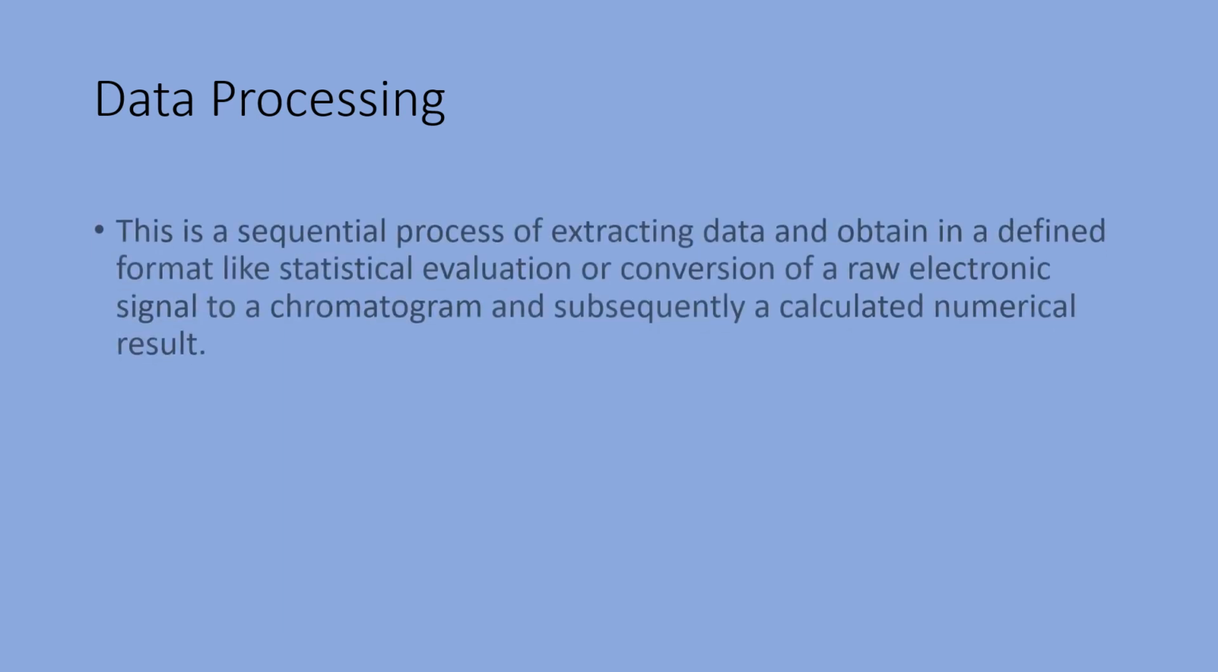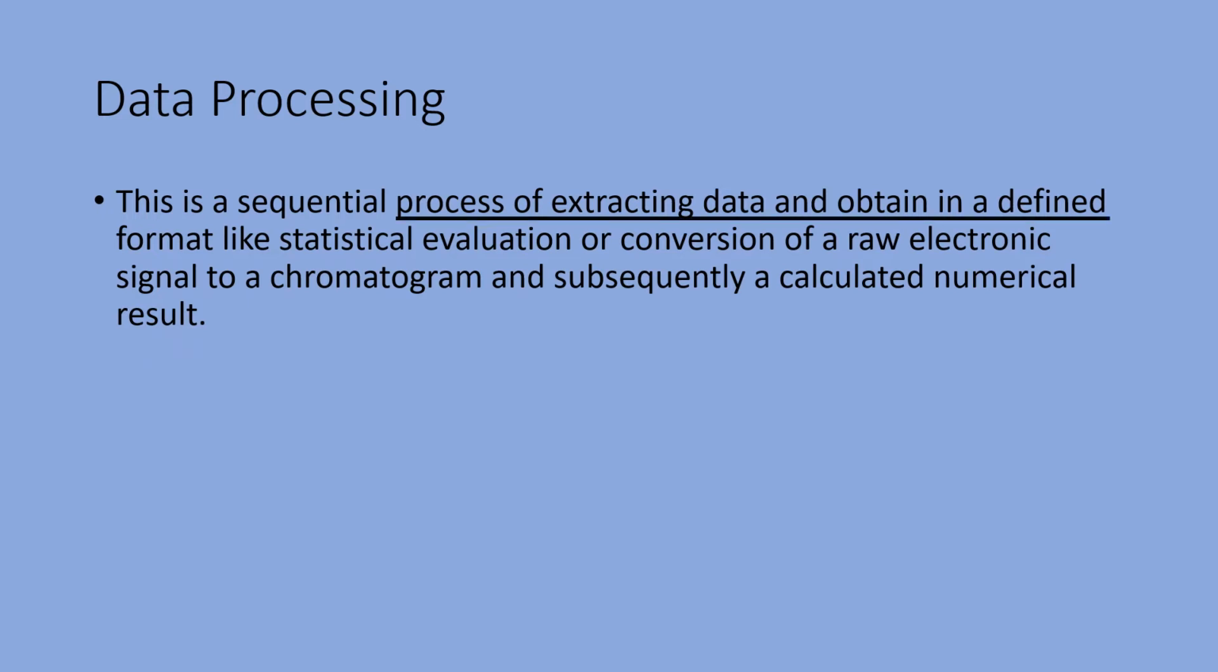Let us see how the data processing is done. This is a sequential process of extracting data and obtaining it in a defined format, like statistical evaluation or conversion of a raw electronic signal to a chromatogram and subsequently a calculated numerical result. Data processing is converting electronic signals into readable numerical figures and chromatograms for meaningful data for evaluation.